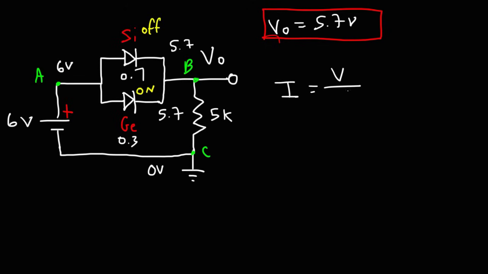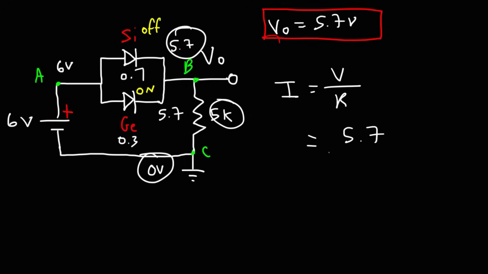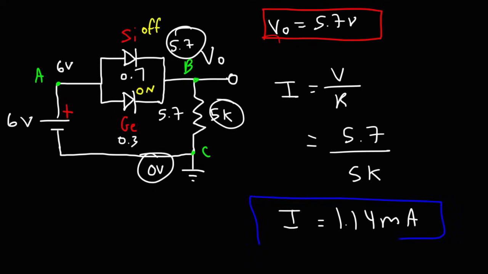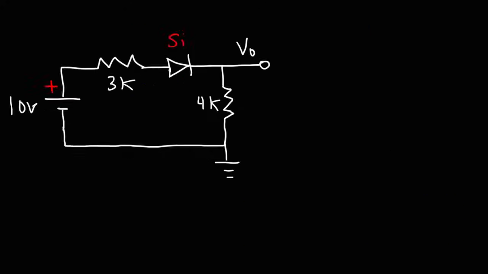So it's going to be the voltage divided by the resistance. The voltage across the resistor is 5.7 volts. The resistance is 5 kiloohms. So 5.7 divided by 5, that's going to give us a current of 1.14 milliamps. So that's it for this particular circuit.